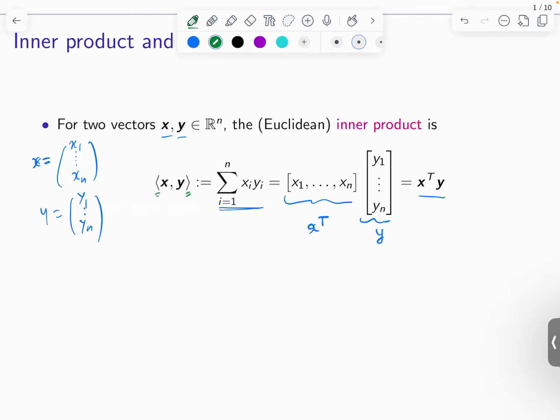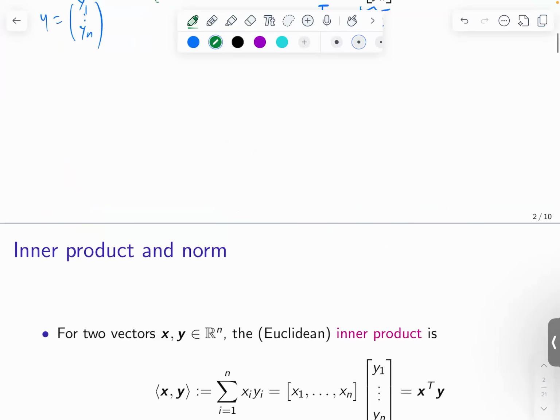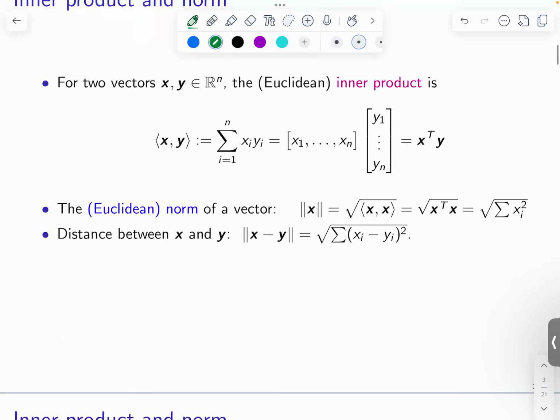Once we have this, we can define something called a norm, or length of a vector, basically. Okay, so how do we define that? Basically, you can take the inner product of a vector with itself, and then take the square root, and that would define the norm. And you can see that it would be the square root of the sum of xi squared. So you raise every coordinate to a power, and then sum, and then take the square root.